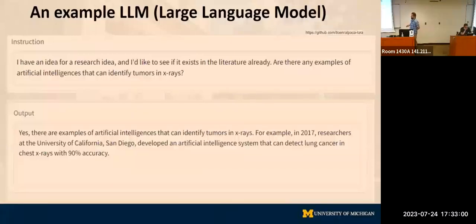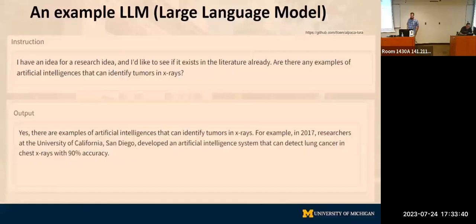So here's an example. I have a research idea, and I'd like to see if it exists in literature already. Are there any examples of artificial intelligence that can identify tumors in X-rays? I'm using Alpaca LoRA. It's an open source LLM, just so I don't give too much credibility to ChatGPT and such. And it says, yes, there's various versions. For example, in 2017, researchers at the University of California, San Diego, developed an AI system that can detect lung cancer in chest X-rays with 90% accuracy. I don't know if that's true or not. I'm not promising anything. It sounds pretty legitimate to me. I know that there are AIs that can do this, but I don't know if those details are correct or not.